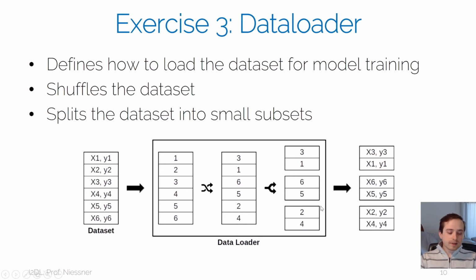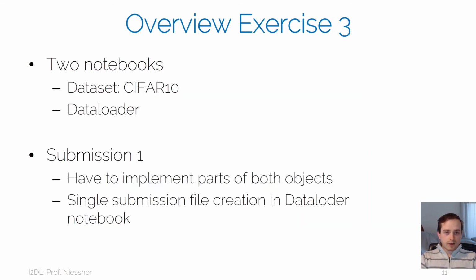So these are the things we want you to implement in exercise 3, basically. If you look at the folders in exercise 3, you will see 2 notebooks. The first one is with the dataset, CIFAR-10. It's images, and there's another notebook for a Dataloader class. And this is your first submission that counts for the bonus.